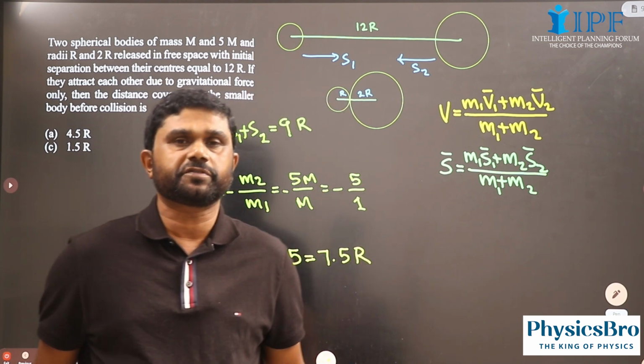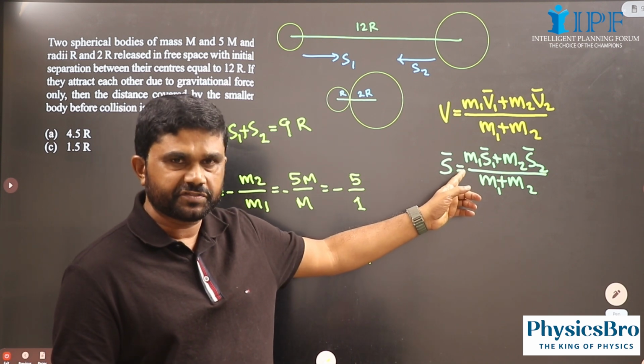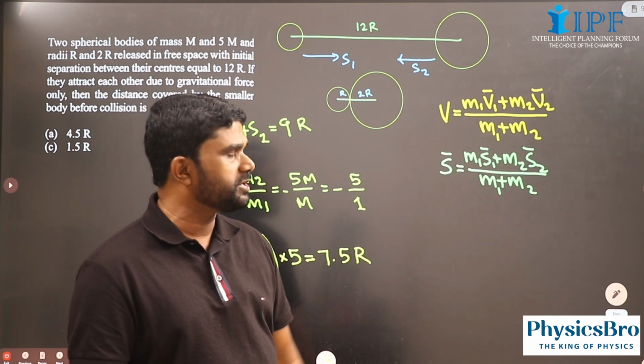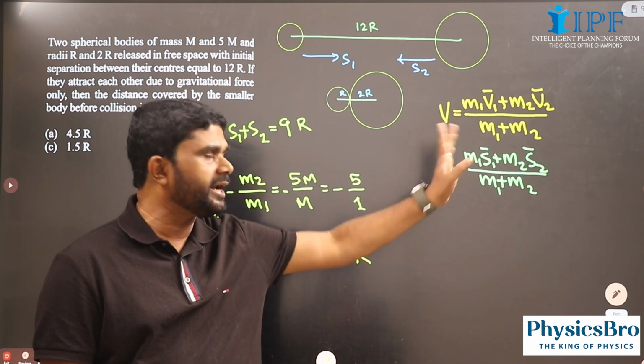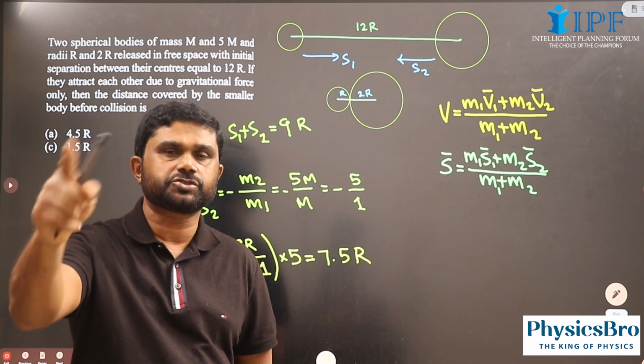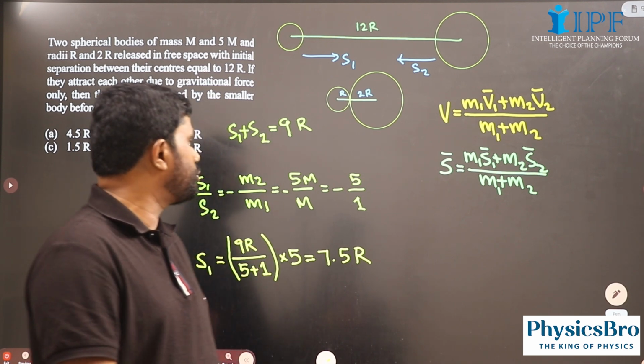So the first body will move, second body will move, but the center of mass will remain at rest. So the displacement of the center of mass will be 0. See, this is the formula for displacement of the center of mass, (m1 s1 plus m2 s2) divided by (m1 plus m2), and it is equal to 0. Means the numerator 0, m1 s1 plus m2 s2 equal to 0, or you can write m1 s1 equal to minus m2 s2.